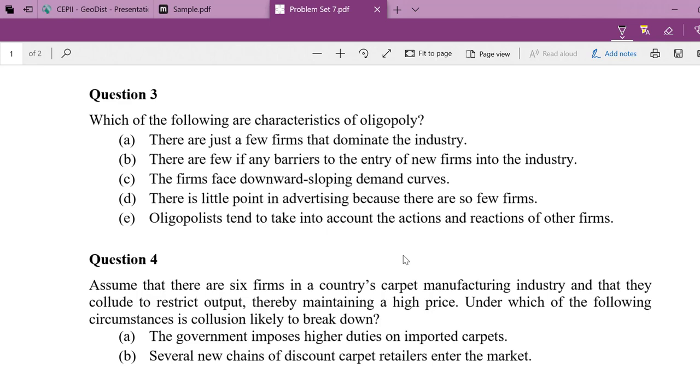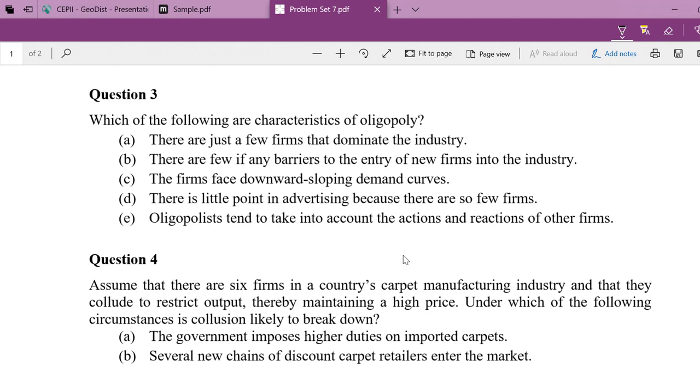There are few, if any, barriers to entry of new firms into the industry. No, there are barriers. Oligopoly. The reason they dominate is because there must be an entry barrier. Otherwise, anyone can set up a business like in monopolistic competition or perfect competition, right? So the highest barrier to entry is usually in monopoly, but oligopoly also maintains high barriers so that these 5 firms, let's say, maintain the economies of scale they have and not share the market shares with anyone.